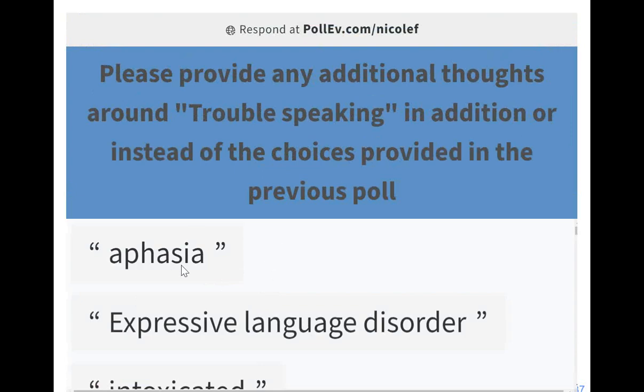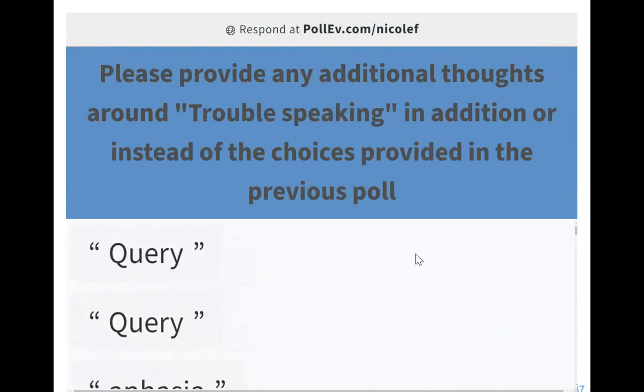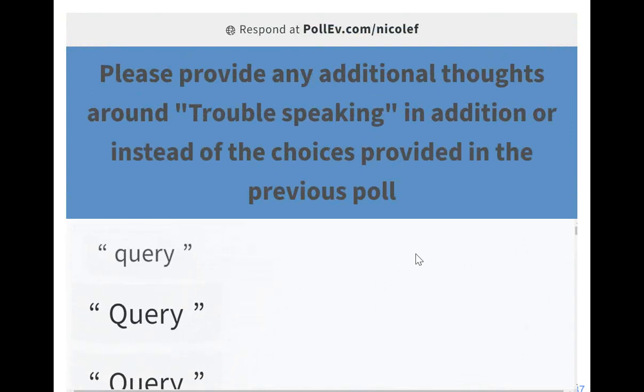I'm not sure if everyone can get back in here, so we're going to see if we can get any additional responses. Okay, we're getting some more. I wanted to give people another chance. It looks like now we're getting a lot of people saying query.